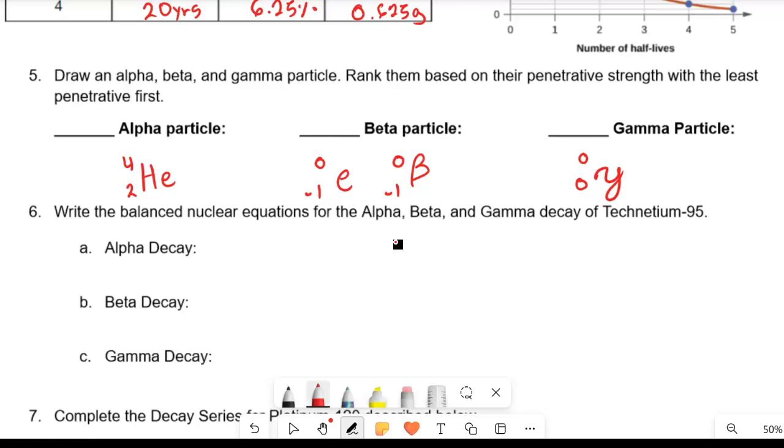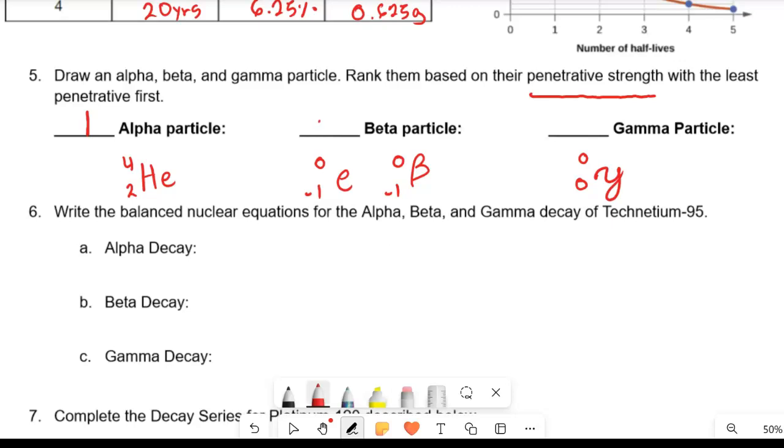0. And if we rank them based on their penetrative strength with the least penetrative first, that would be alpha particles can penetrate the least amount of things. Alpha particles are actually so weak that they can't even go through paper.